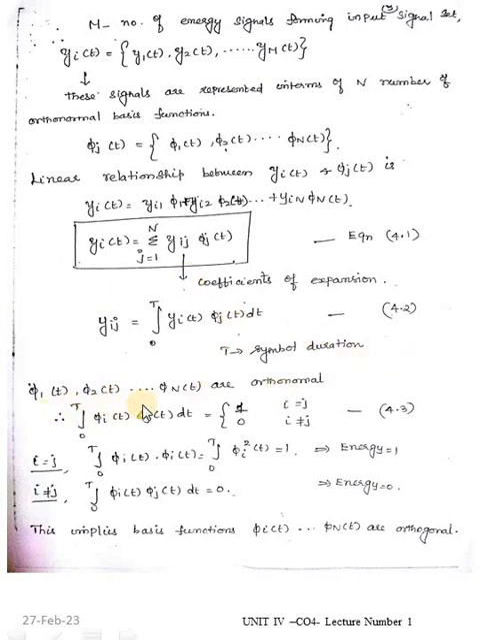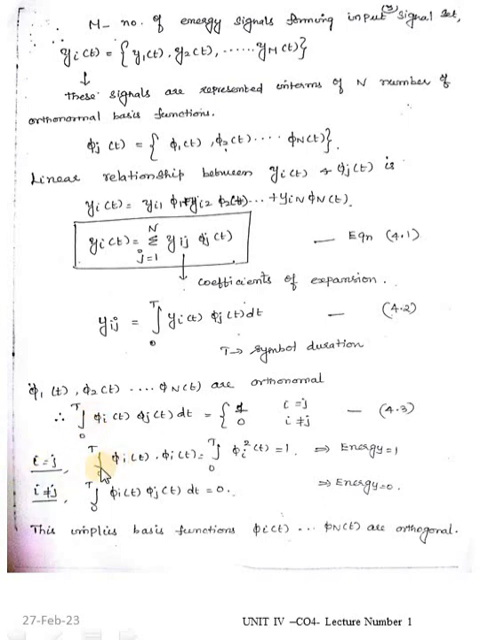So pi 1 of t, pi 2 of t till pi n of t are orthonormal as we discussed earlier. Therefore we can relate the energy equation, the integral of pi i of t into pi j of t over the interval 0 to T, which leads to only two outcomes, 1 or 0. The 1 will be obtained when i and j are both the same, and it will be 0 when i is not equal to j. Let us first consider the condition i is equal to j.